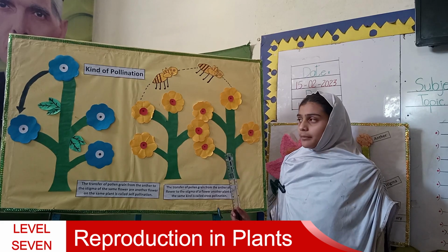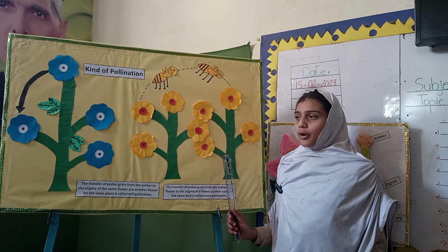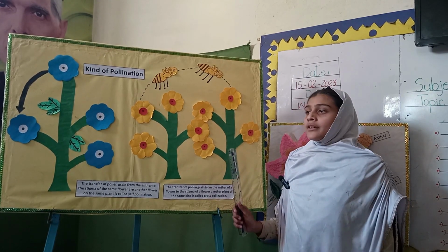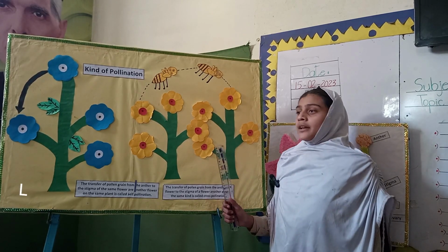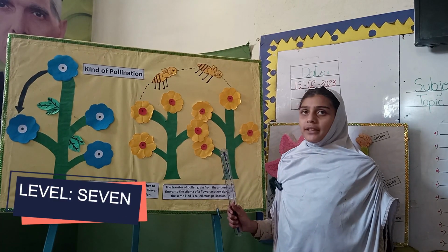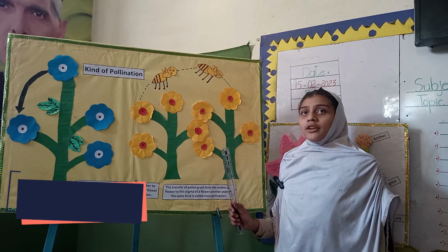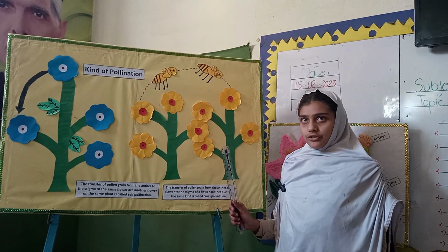My name is Dua Zara from level 7. Today I am going to tell you about agents of pollination. First of all, I will tell you about pollination. The transfer of pollen grains from the anther of a flower to the stigma of the carpel is called pollination.